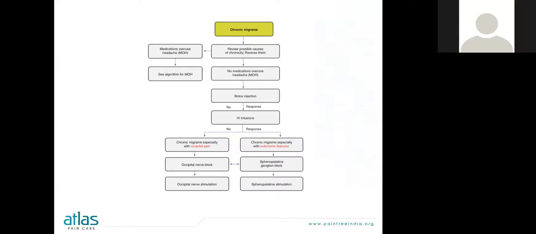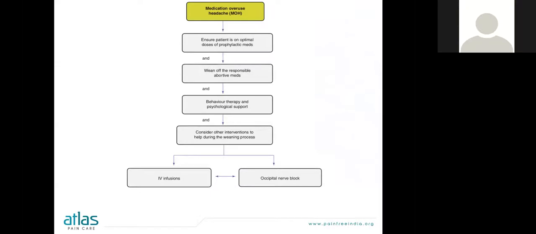So it doesn't just stop with the triptans, the beta blockers, the calcium channel blockers. There are a lot of other things you could do for migraine. That's something to bear in mind, because the neurosurgeons have just moved on from treating them purely with medications to Botox, whereas from a pain perspective, we have the occipital nerve stimulation and the sphenopalatine ganglion blocks and stimulation for migraine.